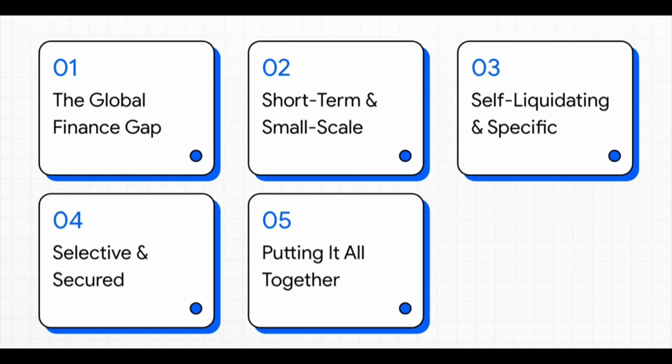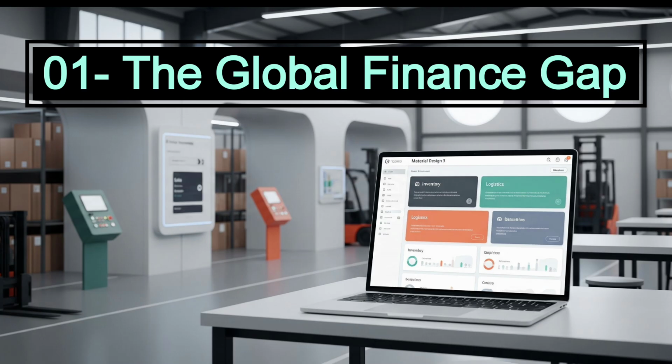through with the deal. So here's our game plan for this explainer. We're going to break down the 6 core features that make trade finance work, and we'll look at them in 3 pairs. First, we'll talk about that global finance gap. Then we'll get into the features themselves. And finally, we'll see how it all clicks together. Ready? All right, let's kick things off with Section 1, the global finance gap. We need to understand why trade finance is so incredibly essential in the first place.